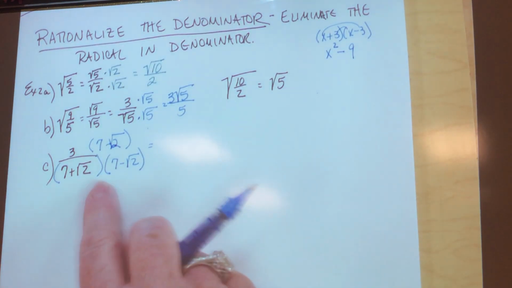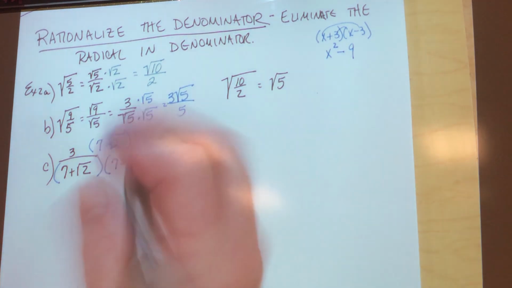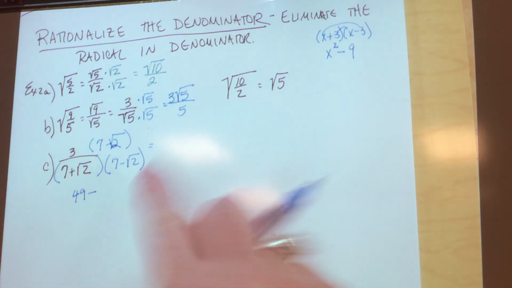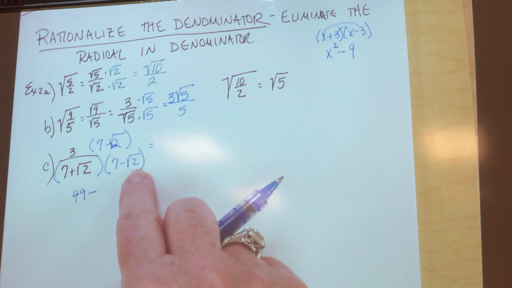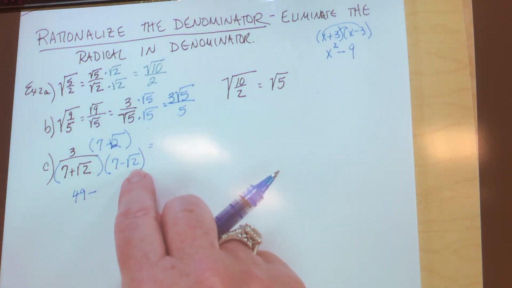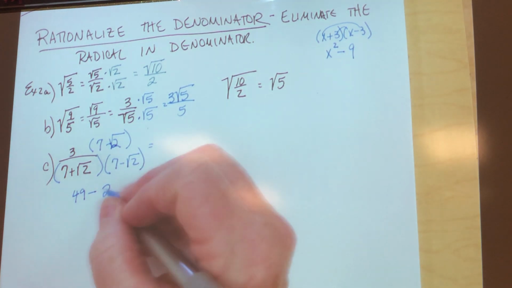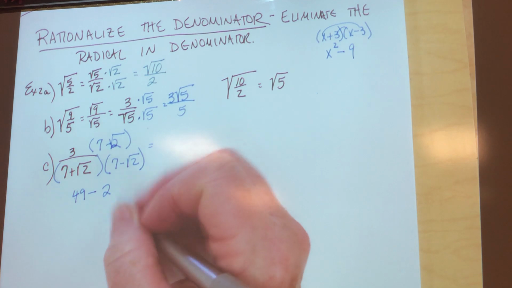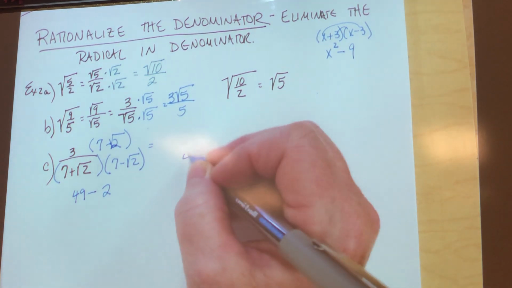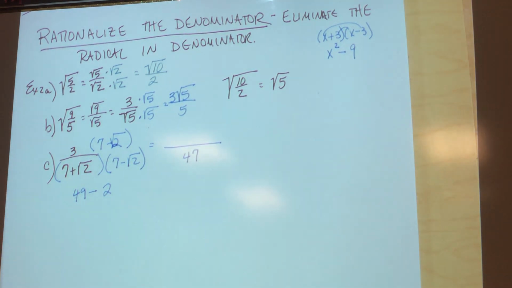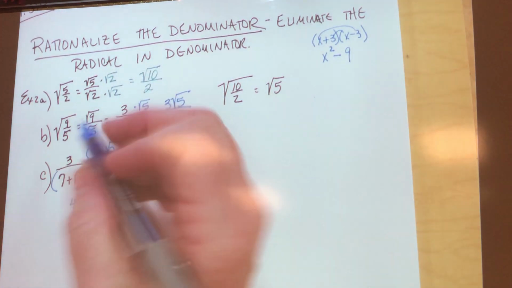Same thing down here, guys. Square the first. What do you get? 49. Minus, square the last. 2. The square root of 2 squared is 2. That square and that square root just eliminate each other, and you got 2. What's 49 minus 2? 47. So that is my denominator. Do I have a radical in it? No. Let's distribute, and then I'll go back and cover that again.